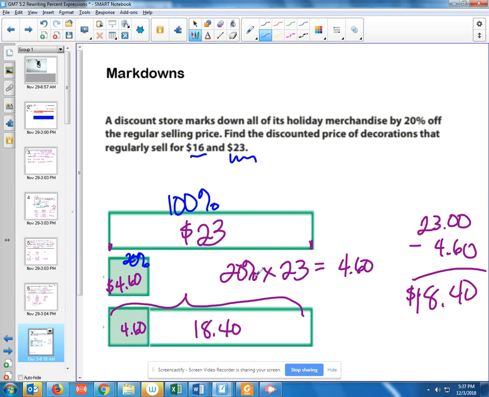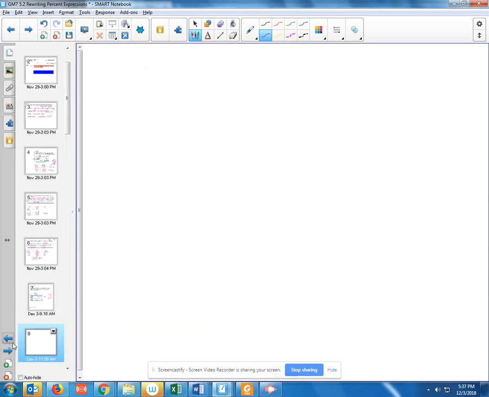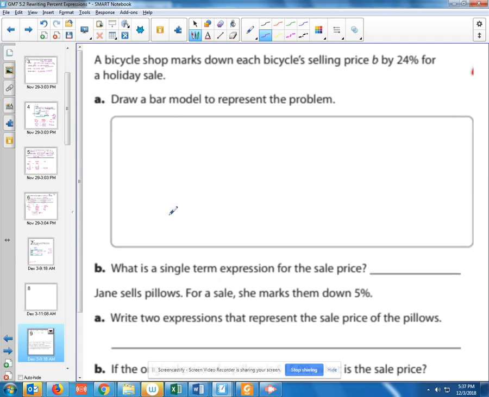There you go. Markdowns, think of subtracting. Markups, think of adding. There we go. All right, let's take a look at this one. A bicycle shop marks down each bicycle selling price B by 24% for a special sale. Let's draw a model to represent this.